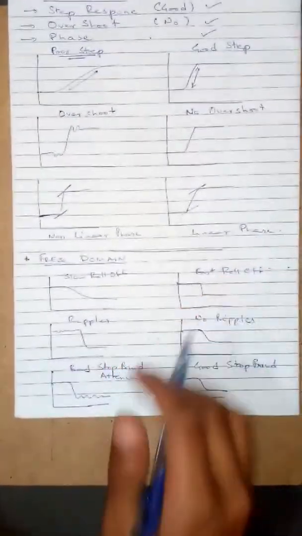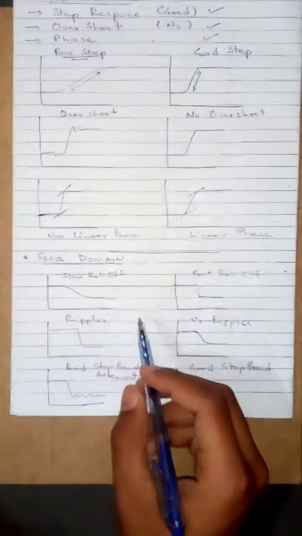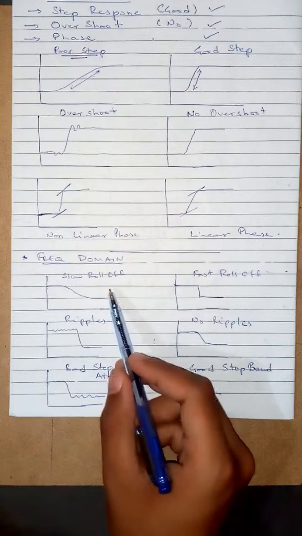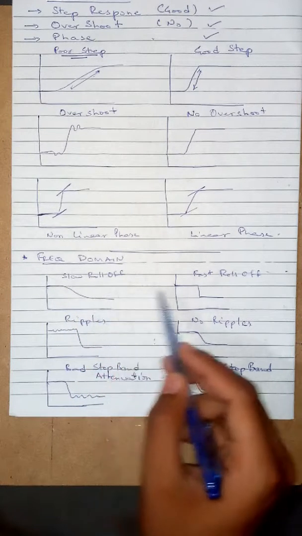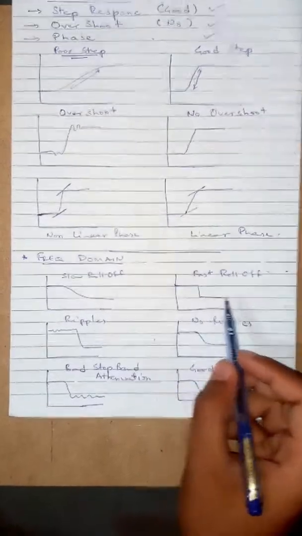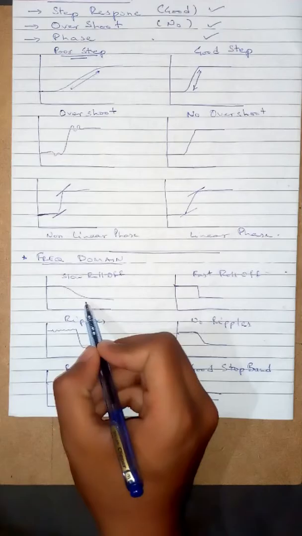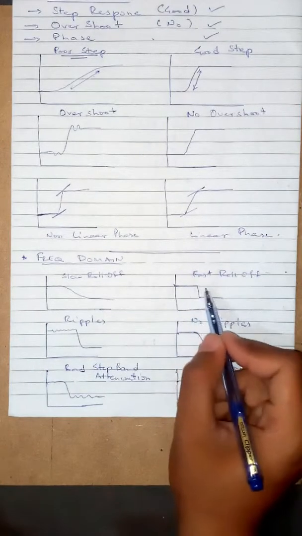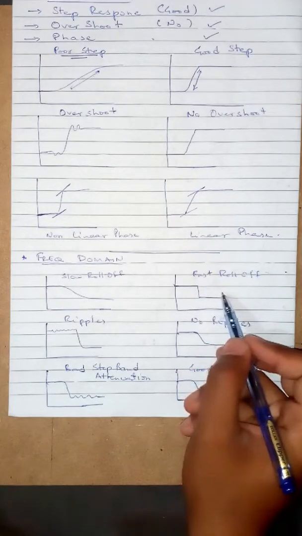So moving on to the frequency domain parameters, what parameters should be seen in the frequency domain. The first one is the roll off. We should have a fast roll off in order to have a good filter in the frequency domain, as slow roll off means the transient time taken is greater, and in fast roll off the transient time or transient response is very less. So we want a good fast roll off.